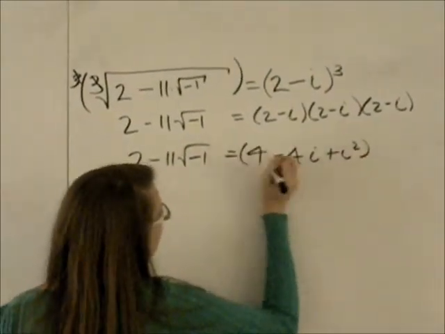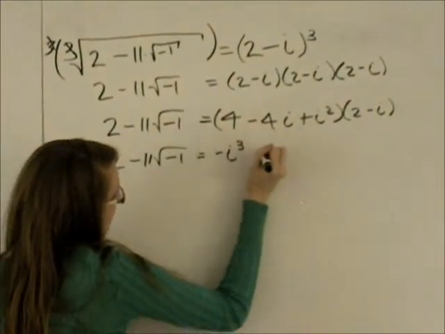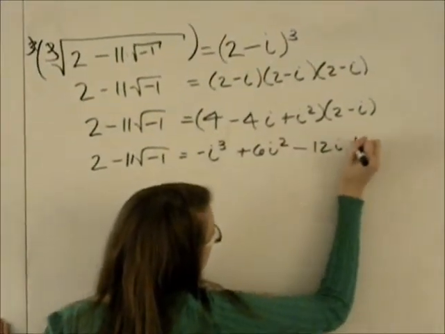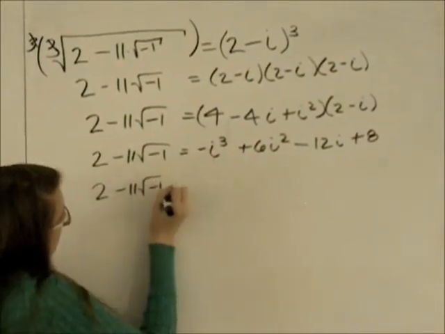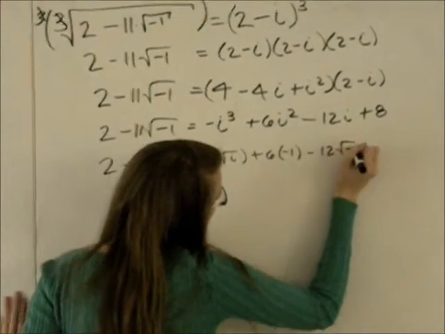Then, she FOILed out 2 minus i cubed. After FOILing out 2 minus i cubed, she again inserted negative square root of negative 1 for i cubed, negative 1 for i squared, and square root of negative 1 for i.